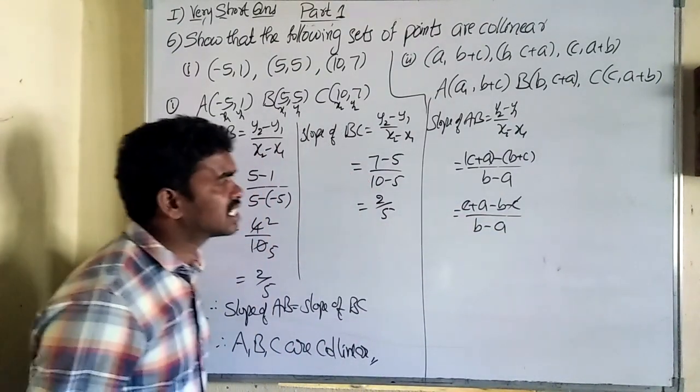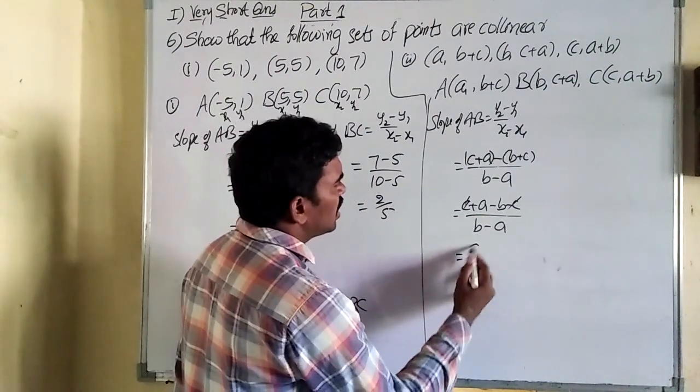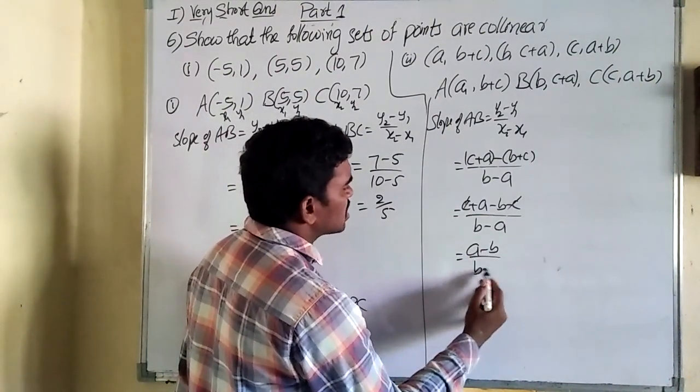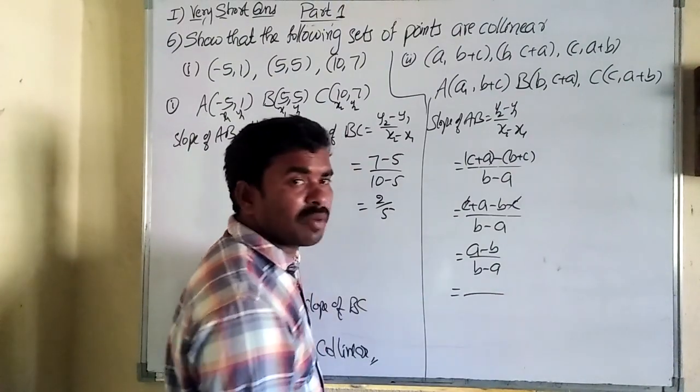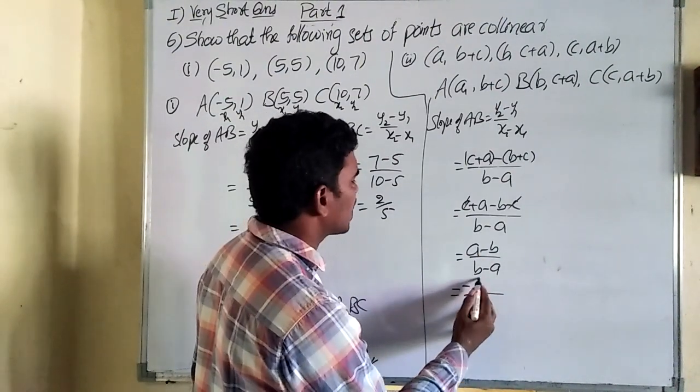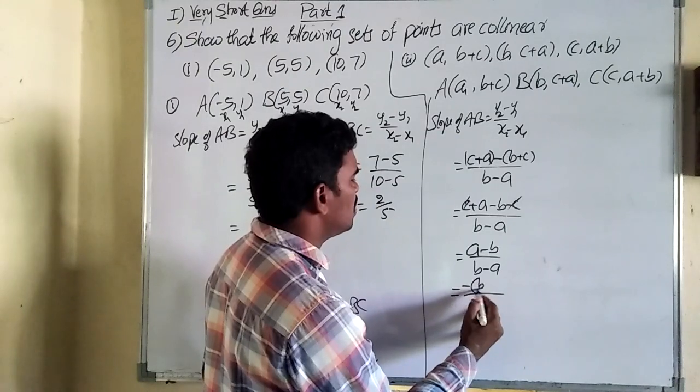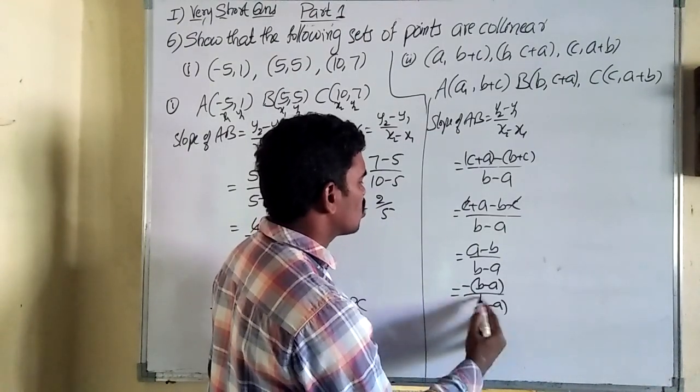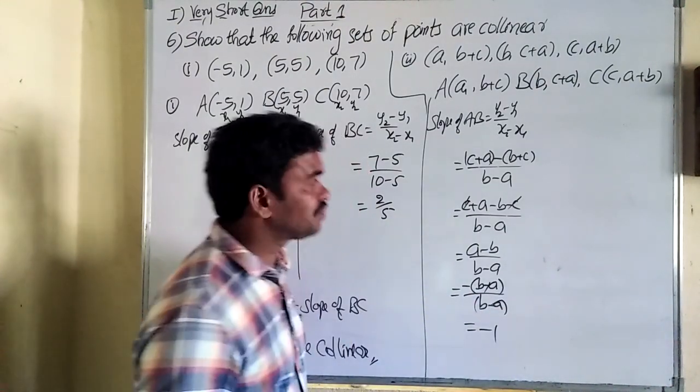Minus c and plus c cancel. Remaining what? a minus b by b minus a. So take common in the numerator. In the numerator I am taking minus common, then it becomes b minus a by b minus a. So that gets cancelled, and it is equal to minus 1.